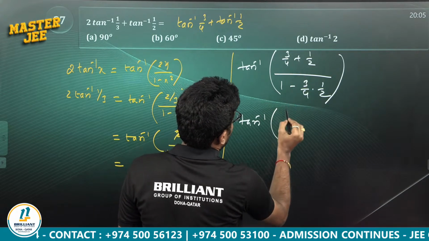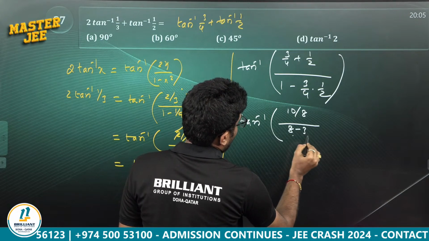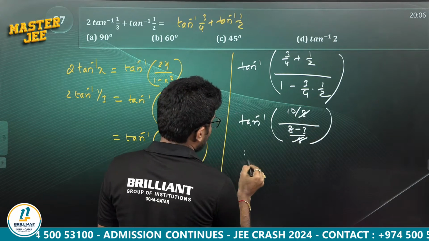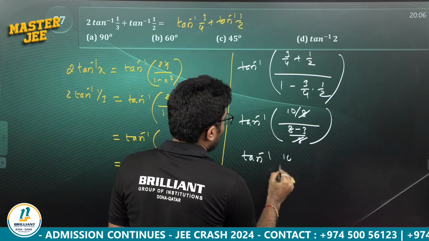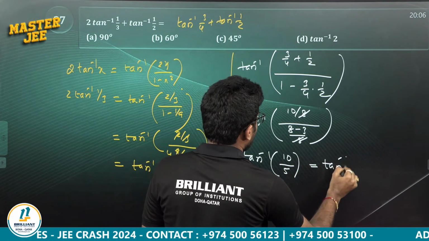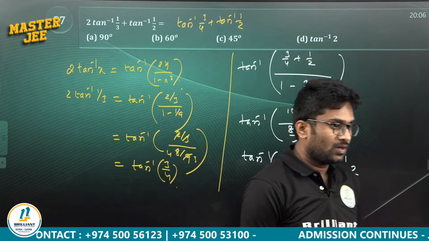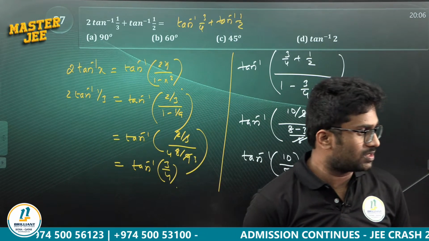2 3s are 6 plus 4, 10 divided by 8, whole divided by 8 minus 3 divided by 8. 8 gets cancelled. Tan inverse of 10 divided by 8 minus 3, which is equal to 5. So finally tan inverse of 2. Option D.